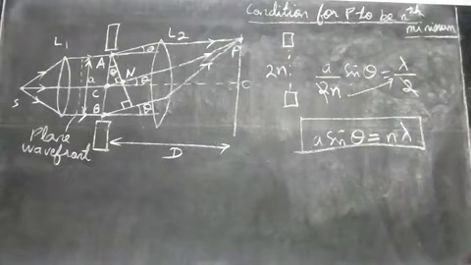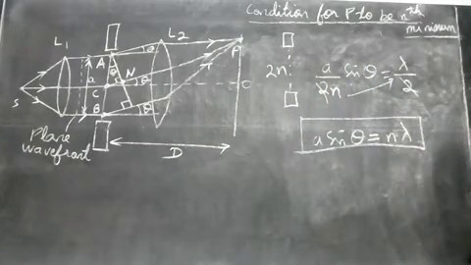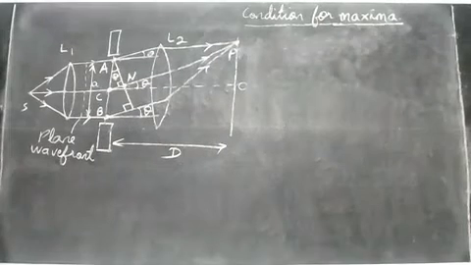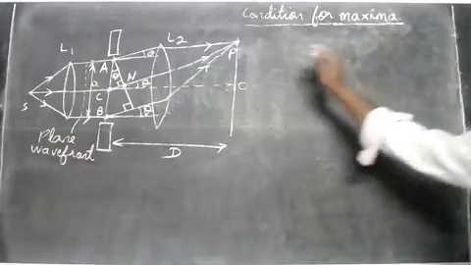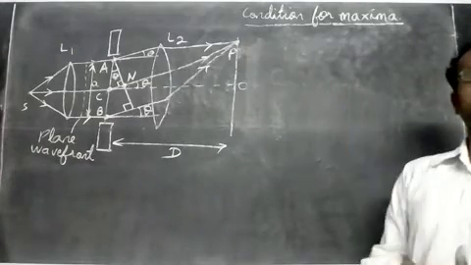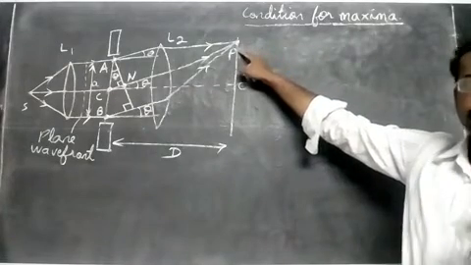Okay. So next we'll see what are the conditions for point P to be the maximum. That we'll see next. Let me erase the board now. Now let's see the conditions for maxima. That means point P should be a maximum, that is a bright spot here. Let's see the condition here. So first we'll take the condition for point P to be the first maximum.